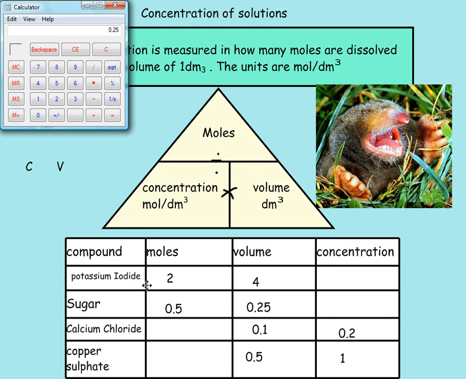So here, if potassium iodide, if you've got 2 moles and you had 4 decimetres cubed, so 4 litres, what would the concentration of the potassium iodide be? Well, you do 2 divided by 4. So it would equal 0.5.